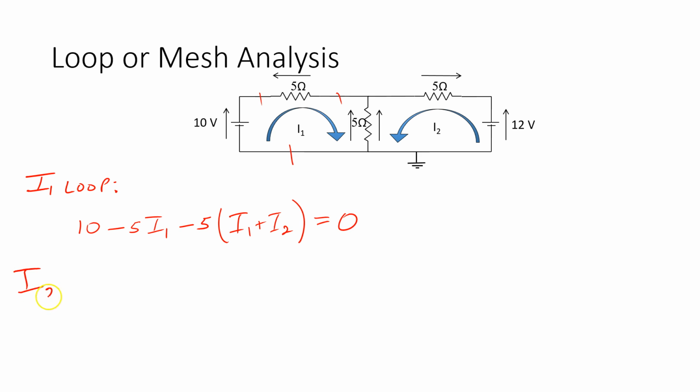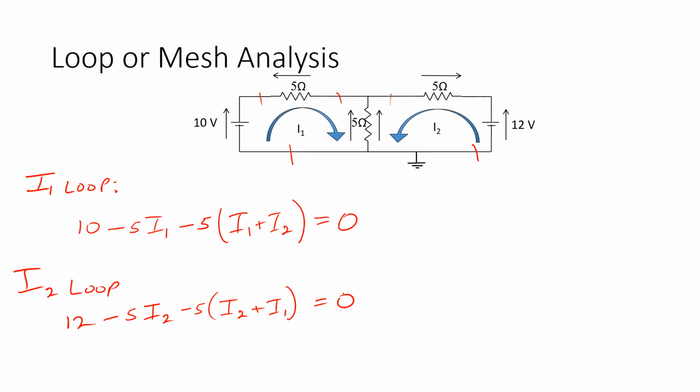And then I write my I2 loop, and I do the same thing. I pick a point, so I'm going to start here, and I'm going to go in this direction. So I'm going to add 12 volts. Then from here to here it's going to be negative. So because I'll be going from higher potential to lower potential, minus 5I2. And then again from here, higher potential to lower potential, minus 5 times I2 plus I1 is equal to 0.